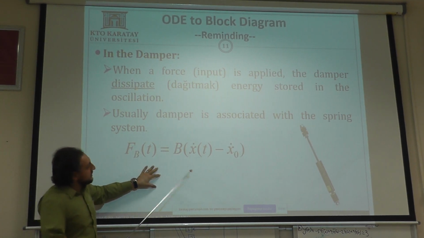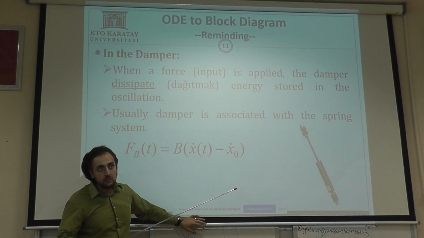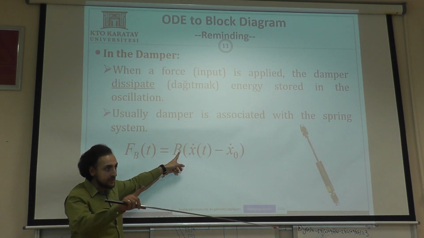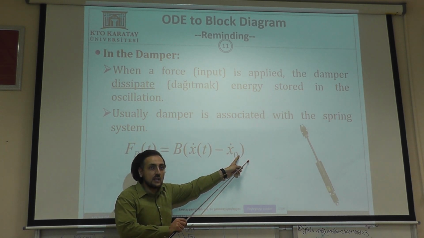Then the damper, which is this damper, this is related to speed. Okay? Also this coefficient is fixed, and is related to the speed minus also the initial speed.